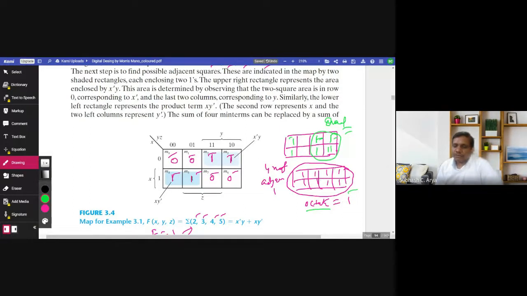If this is not possible, then go for looking into making a group of 4 ones. So a group of 4 ones in this case is possible. That is called a quad. There is another provision. This one, let me change the color. This one and this and this and this.